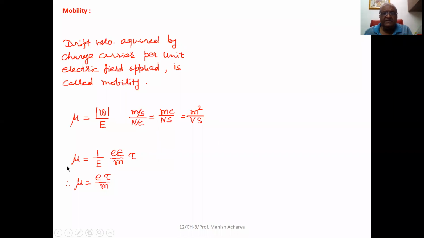Now, in this equation of mobility, substitute the value of Vd. So we can write 1 upon E into E upon m into tau, this equation of Vd that we derived in the previous theory. So E cancels, and resultantly we can write the mobility mu equal to e tau upon m. This is the mobility. Clear?